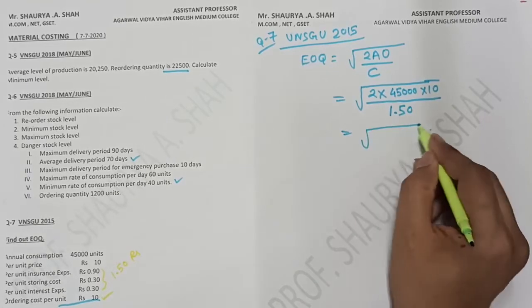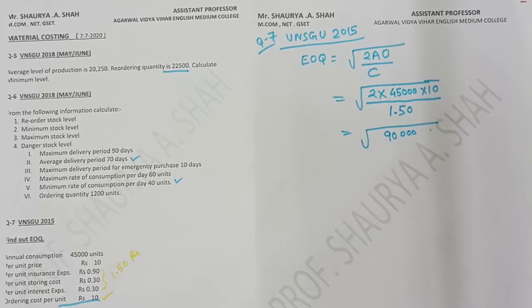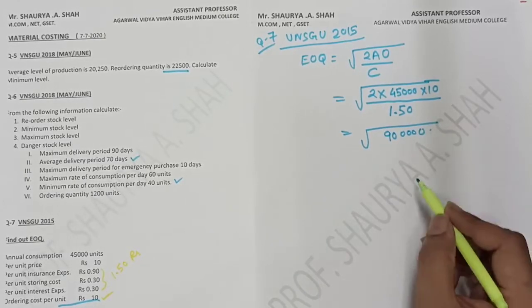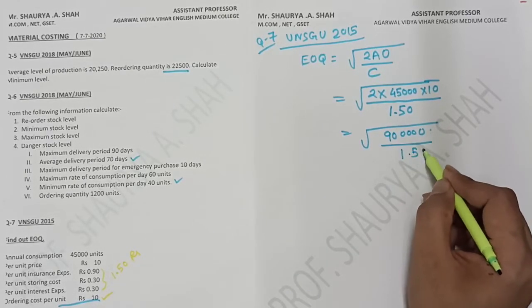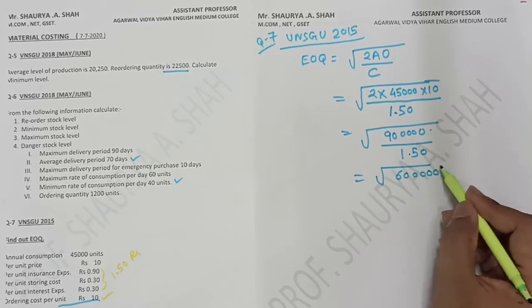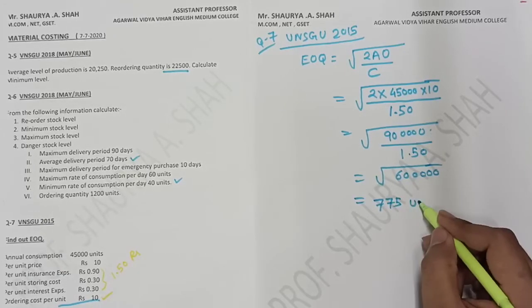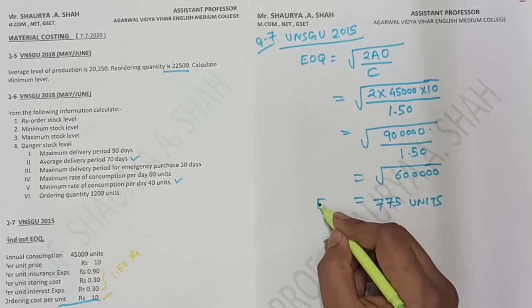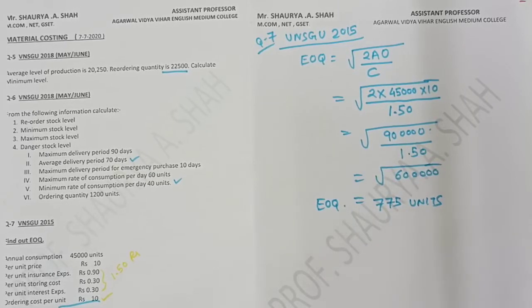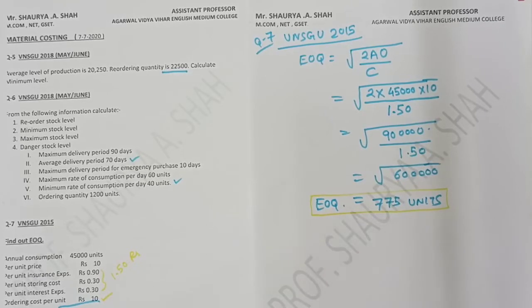Now what we'll do is multiply this. You will get in the numerator 9 lakh rupees, right? Divided by 1.50. So again under the root you will be getting 6 lakh. What is the final answer you all must be getting? That is 775 units is my EOQ, right? What is EOQ students? Economic order quantity. So if I order 775 units, then it will give me the optimum benefit of ordering quantity.